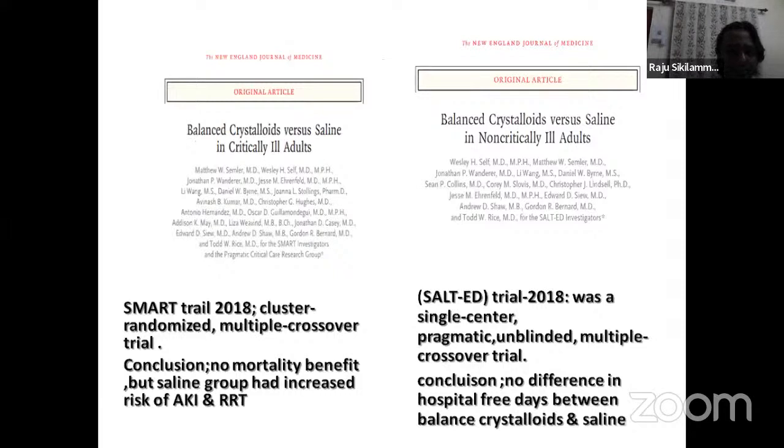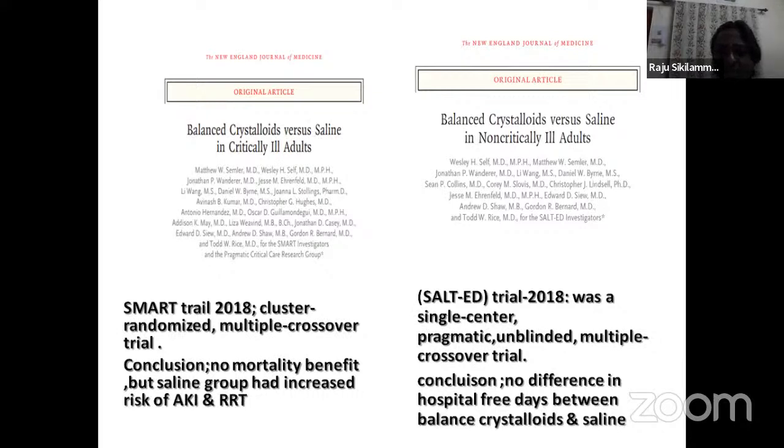Then there is a study in 2019 in NEJM. They studied balanced crystalloids versus saline in critically ill patients. It was a cluster randomized multiple crossover trial. The conclusion was no mortality benefit between the saline group and balanced crystalloids, but an increased risk in the saline group. Patients who receive large volume resuscitation develop hyperchloremic metabolic acidosis, which causes renal vasoconstriction. This results in AKI and need for RRT compared to balanced crystalloids.